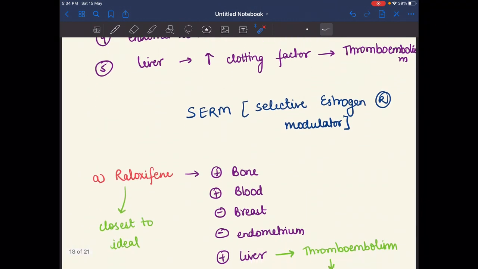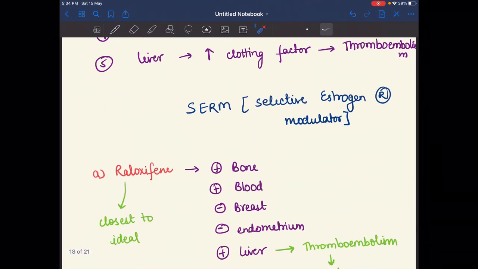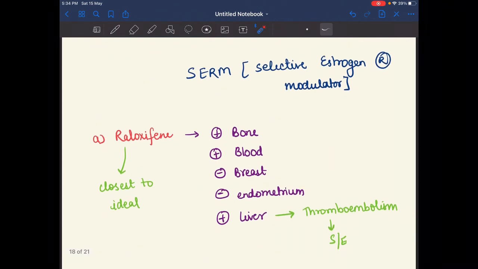Now first we start with the selective estrogen receptor modulator. In this category, there were 5 drugs. First one is raloxifene. As we know, raloxifene is the closest to ideal. Why is it closest to ideal? Basically, raloxifene is in some places an agonist and in some places an antagonist. Selective means that they act somewhere as agonist and somewhere as antagonist.